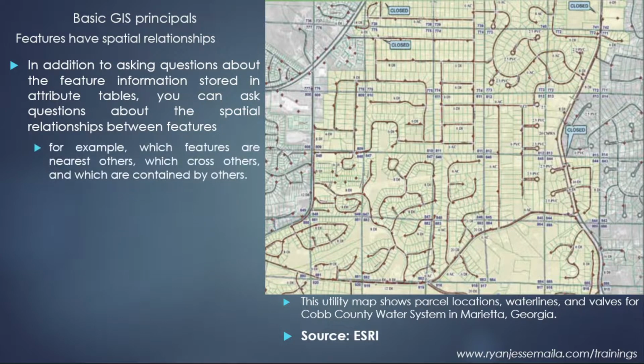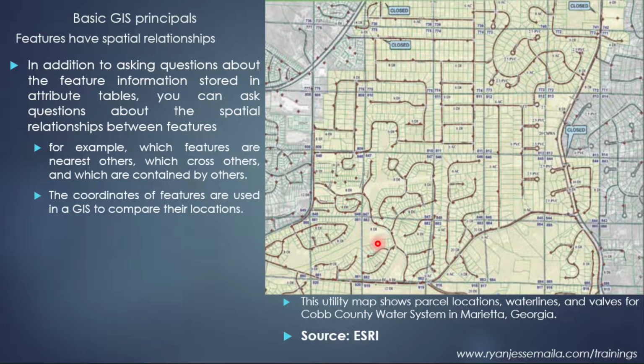For example, which features are nearest others, which cross others, which are contained by others. So you can ask these questions from the attribute table, and those answers will show here, they'll be highlighted. And you can export those features and say these are the ones, and then you can go to them and do whatever it is that you want to do. That's what makes GIS extremely powerful.